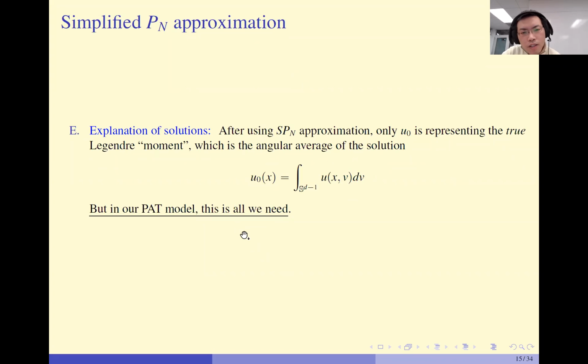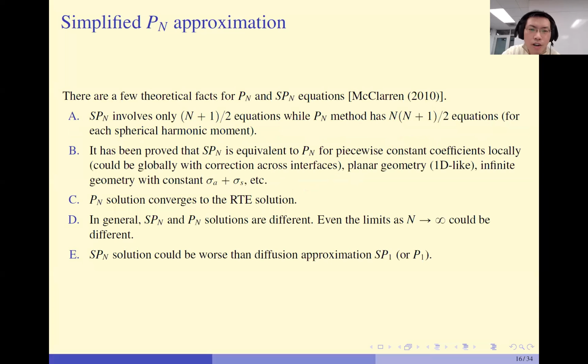However, even though everything seems so nice, there are still some limitations for this kind of simplified model. The first thing is that the simplified PN model involves just roughly n/2 equations, because we have reduced all the moments. We only leave the even-number moments. So you roughly have n/2 equations.